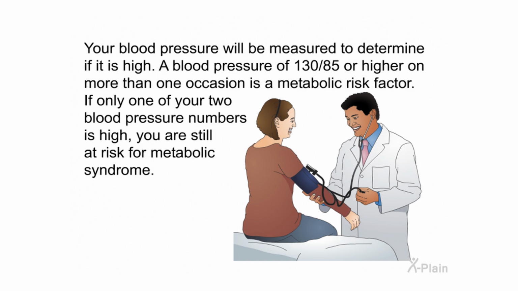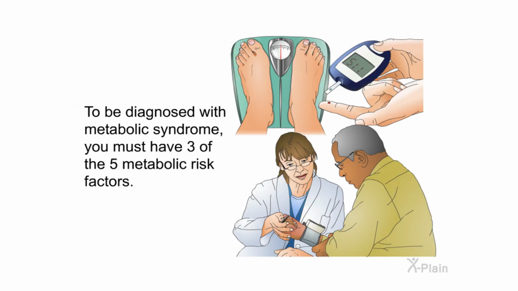Your blood pressure will be measured to determine if it is high. A blood pressure of 130/85 or higher on more than one occasion is a metabolic risk factor. If only one of your two blood pressure numbers is high, you are still at risk for metabolic syndrome. To be diagnosed with metabolic syndrome, you must have 3 of the 5 metabolic risk factors.